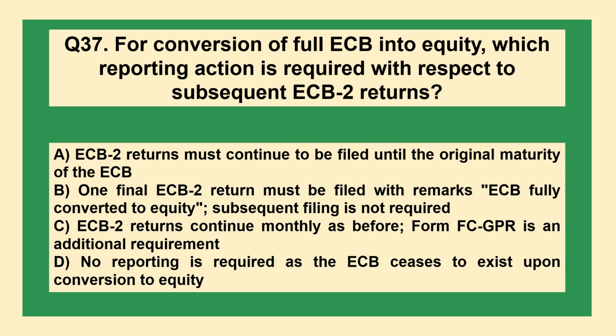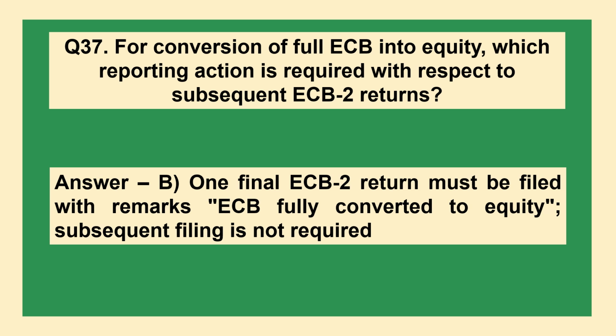For conversion of full ECB into equity, which reporting action is required with respect to subsequent ECB2 returns? A. ECB2 returns must continue to be filed until the original maturity of the ECB. B. One final ECB2 return must be filed with remarks ECB fully converted to equity. Subsequent filing is not required. C. ECB2 returns continue monthly as before. Form FCGPR is an additional requirement. D. No reporting is required as the ECB ceases to exist upon conversion to equity. The answer is option B. One final ECB2 return must be filed with remarks ECB fully converted to equity. Subsequent filing is not required.